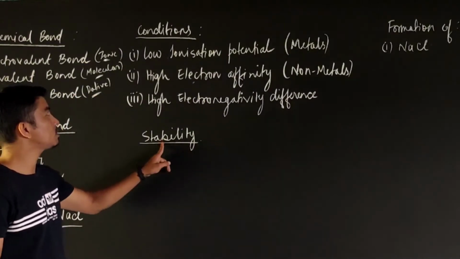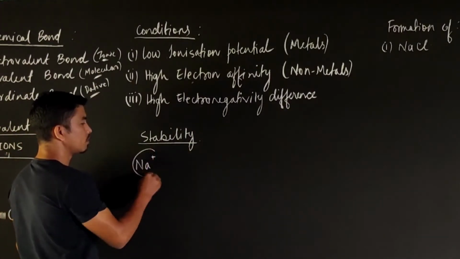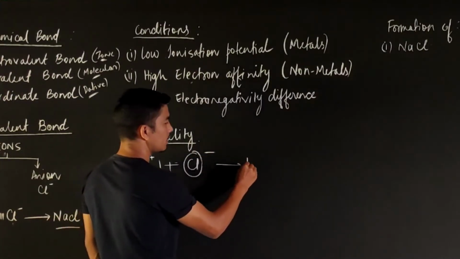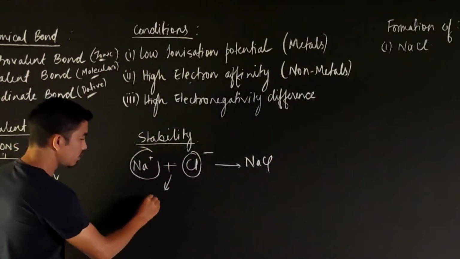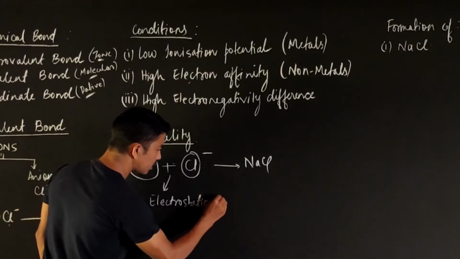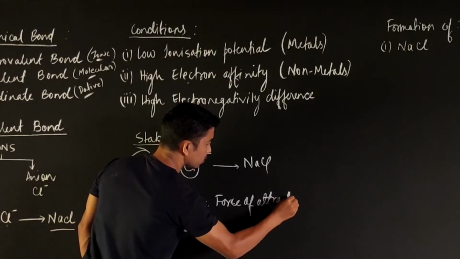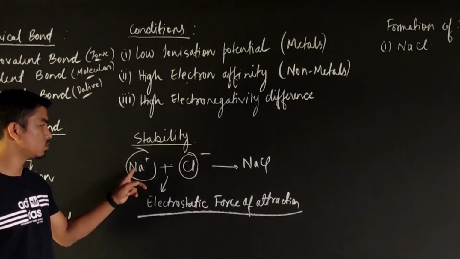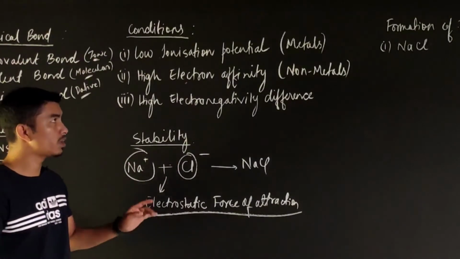Now coming to the stability of an electrovalent compound, like we already saw, the sodium, which is a positive ion, combines with the chlorine, which is a negative ion, and thus we get NaCl. The force of attraction between these two oppositely charged ions is known as the electrostatic force of attraction, which is quite a strong force. Thus the electrostatic force of attraction keeps the sodium and the chlorine ions together. Thus electrovalent bonds are quite stable.